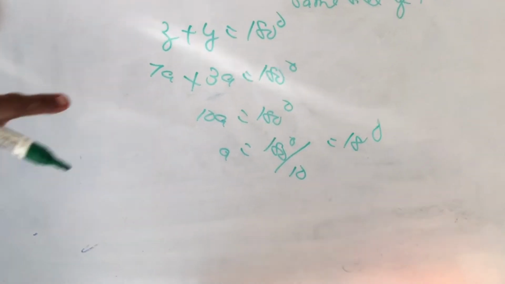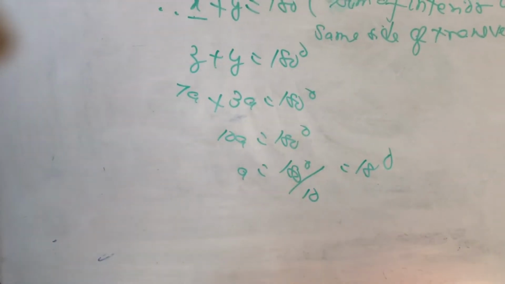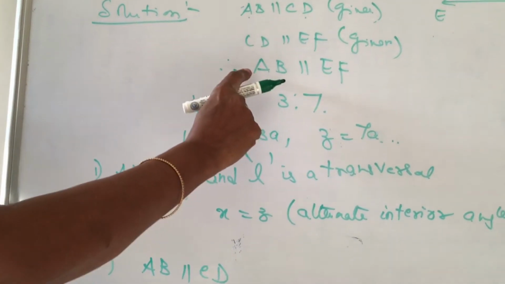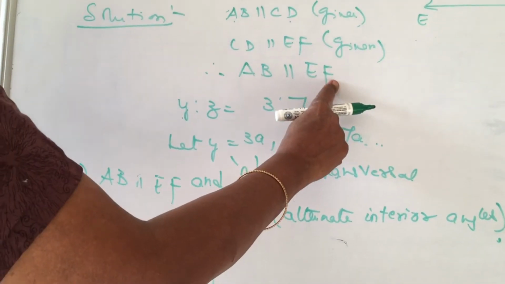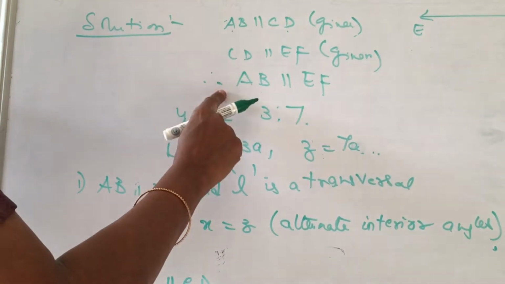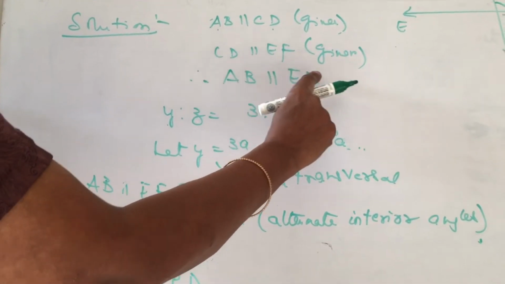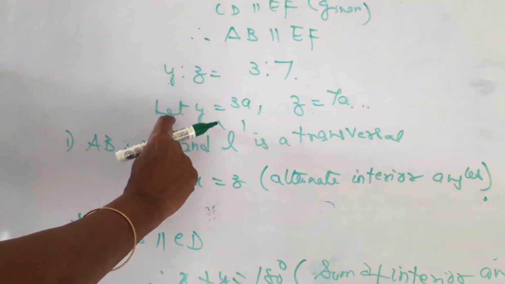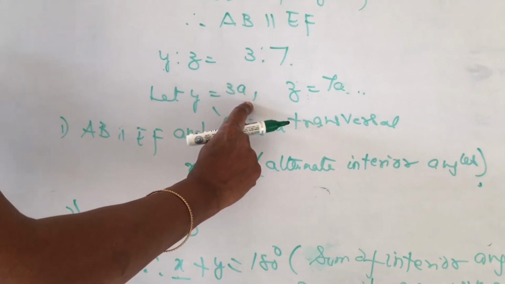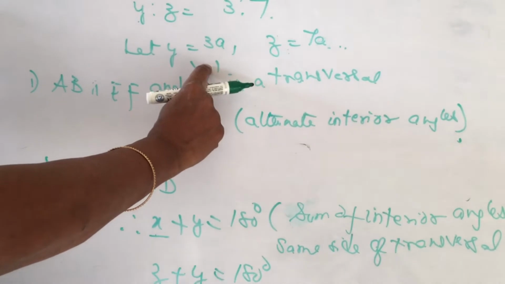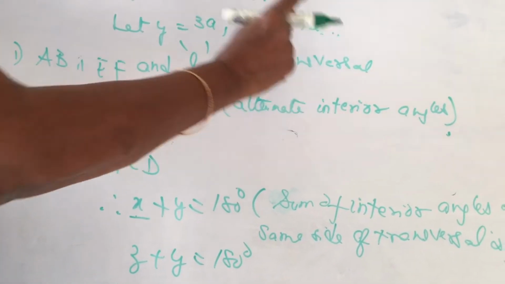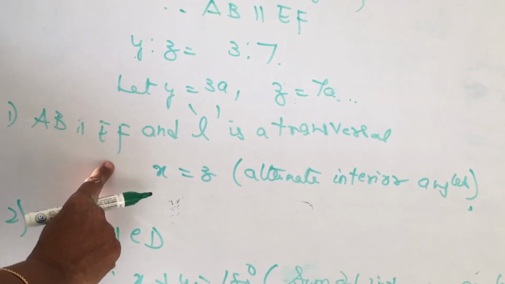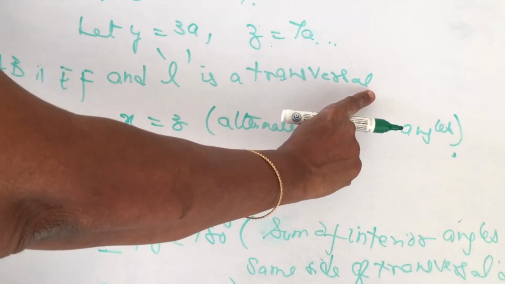Yes, followed. AB parallel to CD given. CD parallel to EF given. Therefore, AB is parallel to EF. Two lines parallel to the same line are parallel to each other. As the ratio is 3:7, children, consider it in terms of an unknown. Y is equal to 3a, Z is equal to 7a. How are AB and EF? They are parallel with L as a transversal.